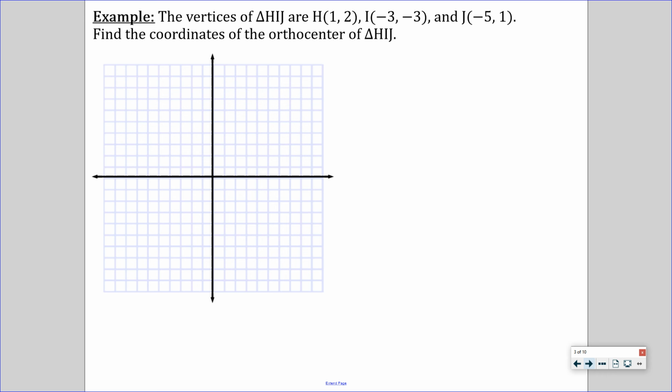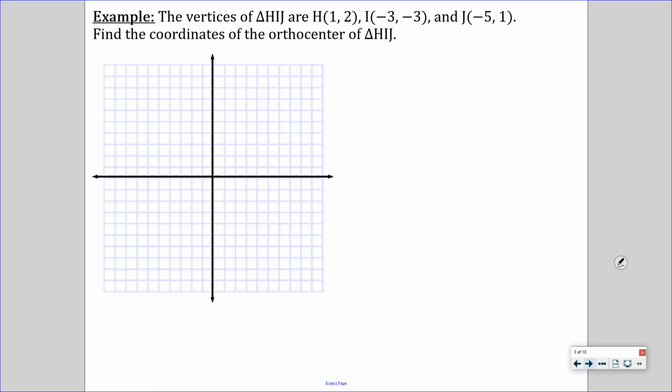So the vertices of triangle HIJ are given here. They want us to find the coordinates of the orthocenter. And with circumcenter, I was a little lenient, we could just estimate it. Now we're going to find exact ones for orthocenter. Okay, so it's just a little bit more steps in the process.